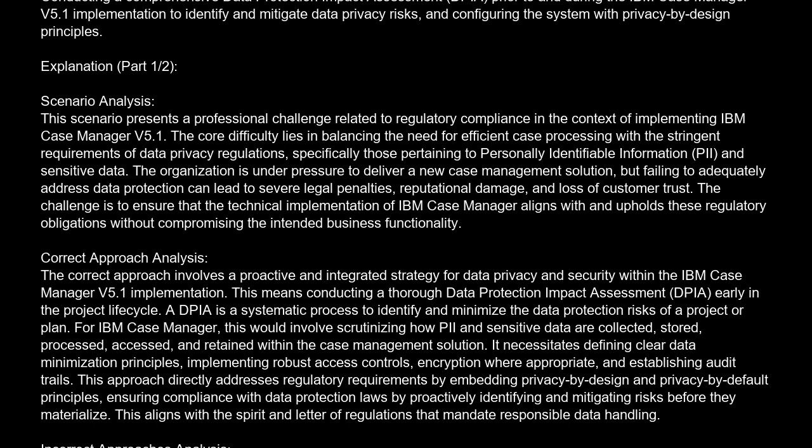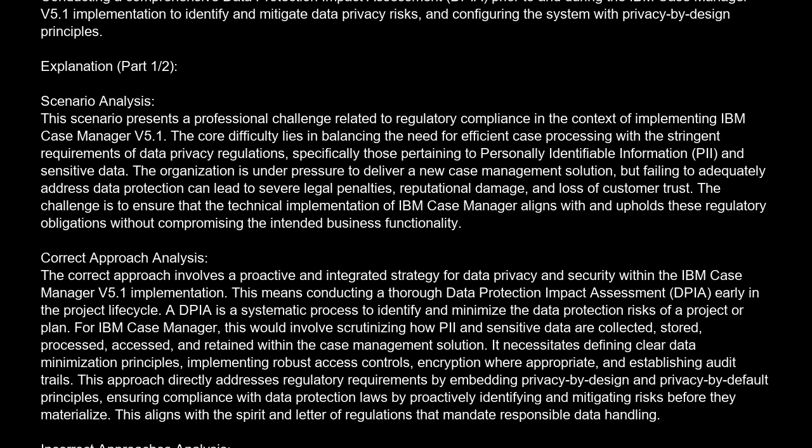This means conducting a thorough data protection impact assessment (DPIA) early in the project lifecycle. A DPIA is a systematic process to identify and minimize the data protection risks of a project or plan. For IBM Case Manager, this would involve scrutinizing how PII and sensitive data are collected, stored, processed, accessed, and retained within the case management solution. It necessitates defining clear data minimization principles, implementing robust access controls, encryption where appropriate, and establishing audit trails.